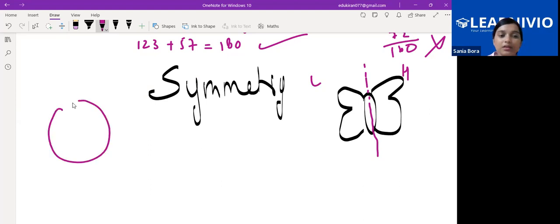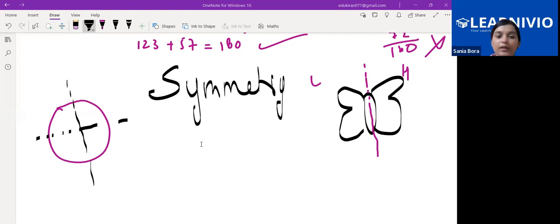For example, this circle. I can divide it like this, two equal parts. I can divide it like this, two equal parts. This is called symmetry. Clear to everybody? Yes, ma'am. Ma'am, what's the chapter number? Chapter number is 14. It can vary in your books, but in NCERT it's 14. I hope it's very clear to everybody.